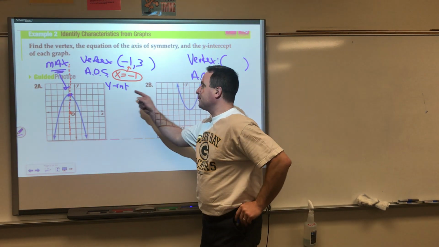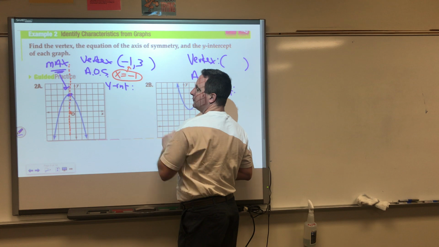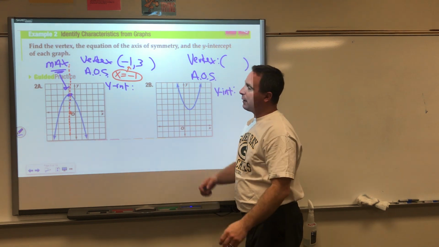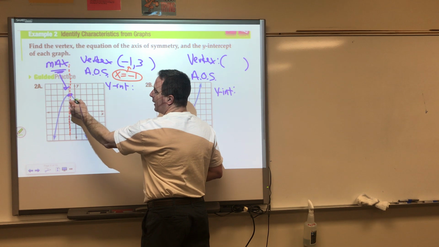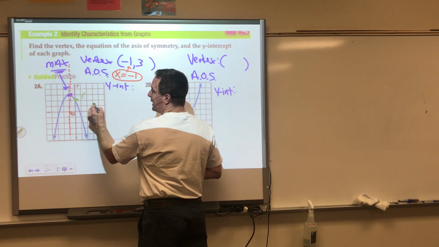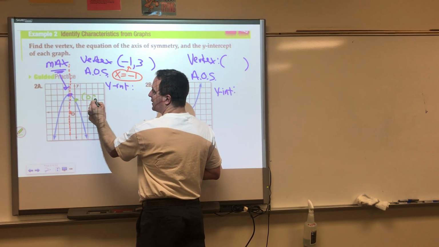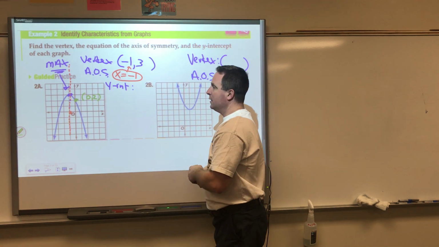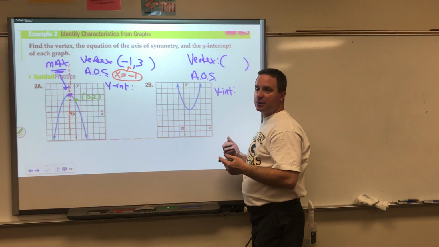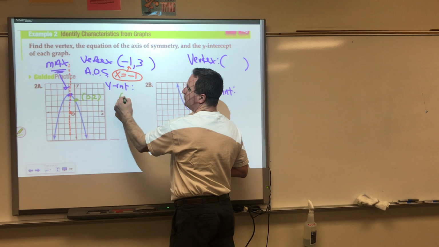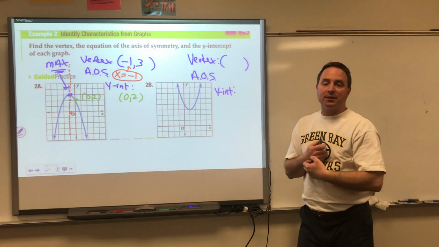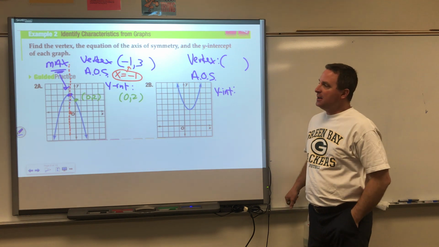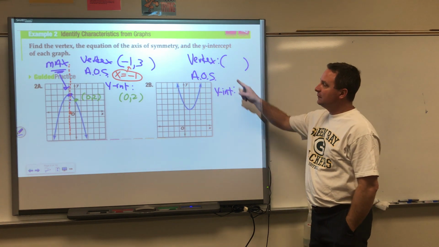Okay? And last but not least, how about the y-intercept? Can we name the point where this graph crosses the y-axis? If you look carefully, it's right there. What is the name of that point? It's (0, 2). Now when you label the y-intercept, you could just label it 2 if you wanted to, or what I personally like doing is naming the point (0, 2). So, just naming the different parts here.